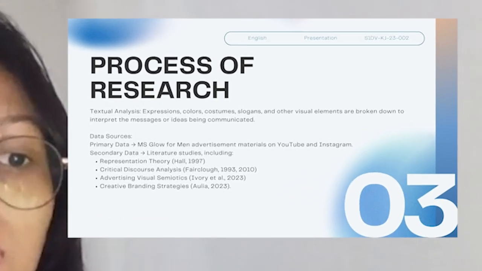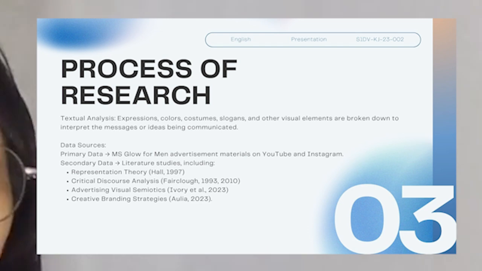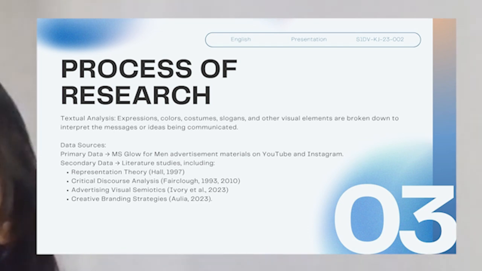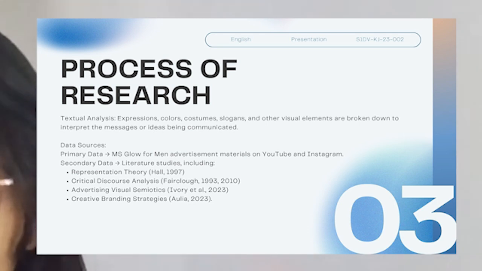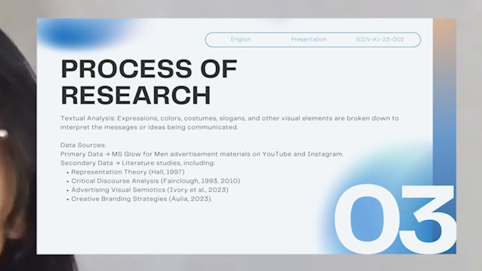And then there's textual analysis. This is where expression, colors, costumes, slogans, and other visual elements are broken down to interpret the message or ideas being communicated. Basically, what are they from the visual itself? It has a meaning and it has an effect, making sure it has an effect on the audience itself.